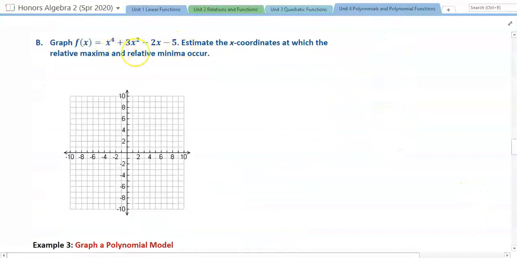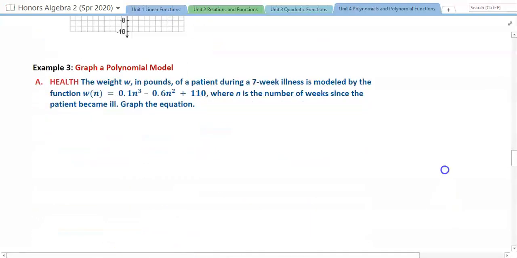X to the 4th plus 3x squared minus 2x minus 5. Again, find where those zeros would be. Again, do this more without a calculator. You could use a calculator to get some of the values, but I'd like to be able to see this by hand, not just you sketching what you see on the coordinate plane.